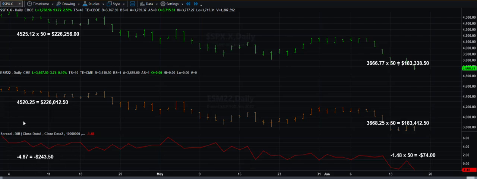There's a difference between the price, at any point in time all along the way, between the price of the cash, S&P itself, and the futures contract, in this case, the June contract. And what is that difference? It's a built-in interest rate. Why? Because you're essentially borrowing the majority, in fact, approximately 95% of that $226,012.50, the futures contract.